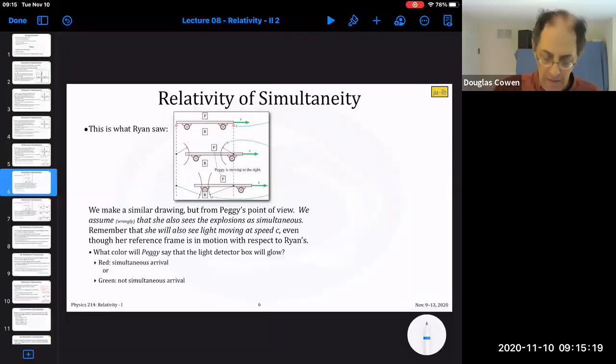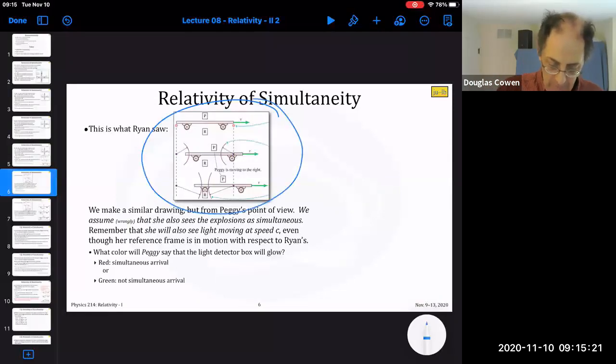So again, this is what Ryan saw. He sees the two pulses arrive at him at the same time. That's what's shown by that part of the figure down there at the bottom. And he also says that the light from the right will arrive at the light box first, because the whole arrangement, including Peggy and the light box, is moving to the right. And the light from the left will arrive second. So he's going to say the box glows green.